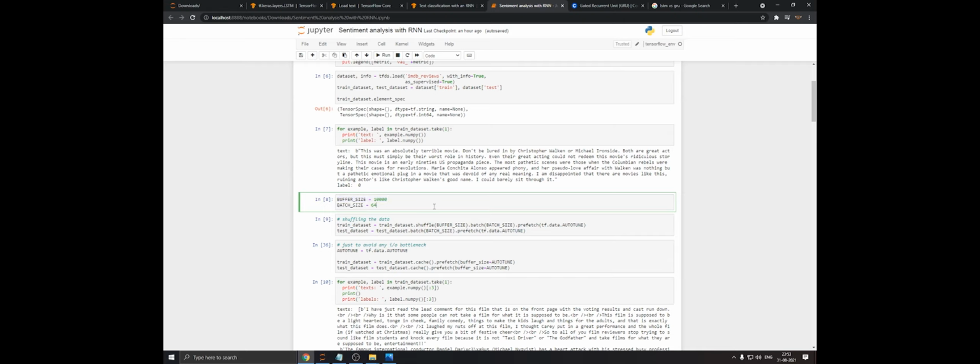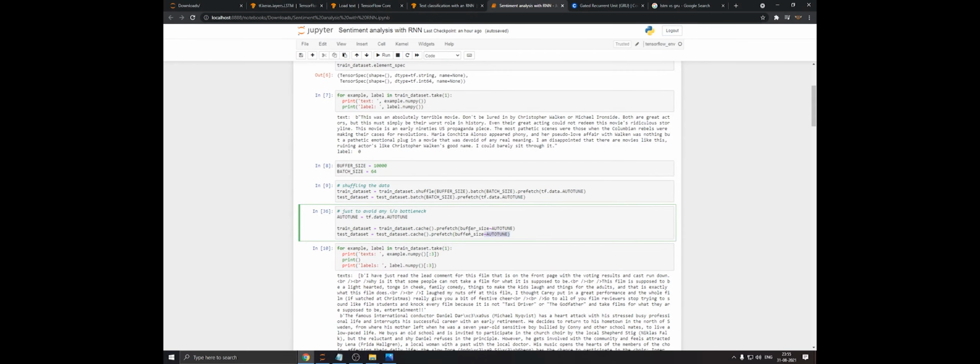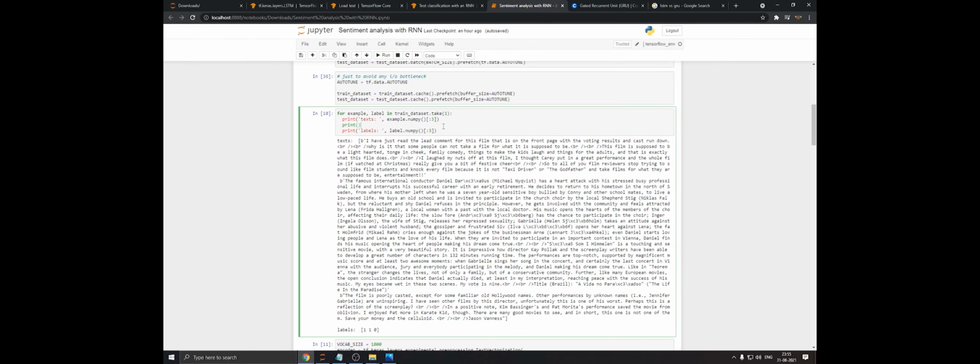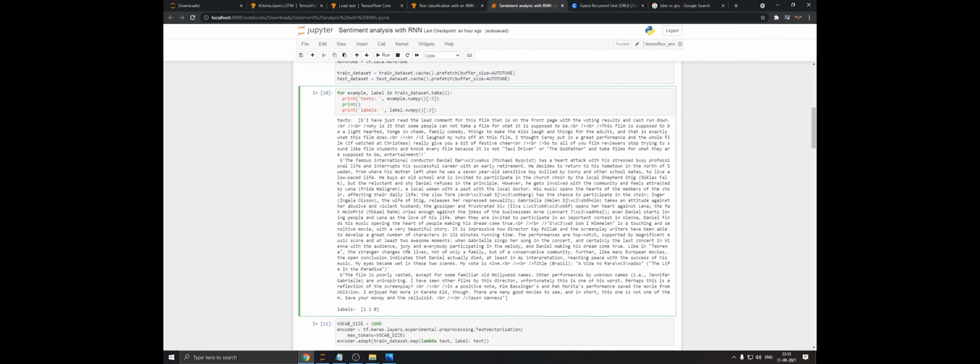Buffer size means the size from which our algorithm will pick while shuffling. Here we are shuffling the data, and after that we are doing this auto tuning to avoid any IO bottleneck. So this line will avoid any type of IO bottleneck, and this cache function keeps the data in memory even after it's loaded off the disk. We have taken an example just to verify this.